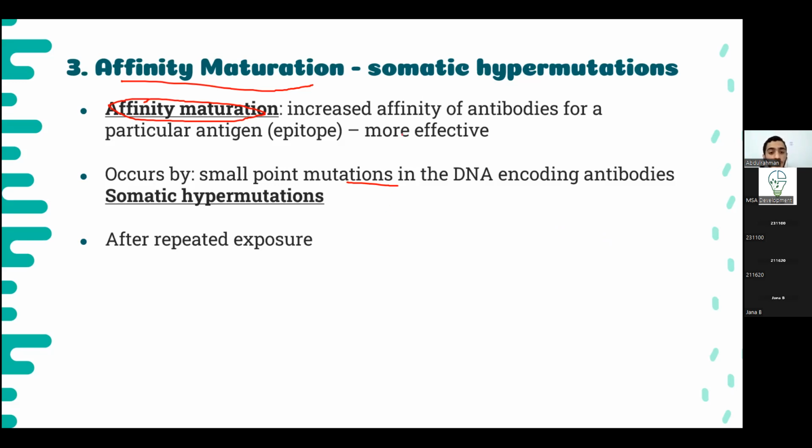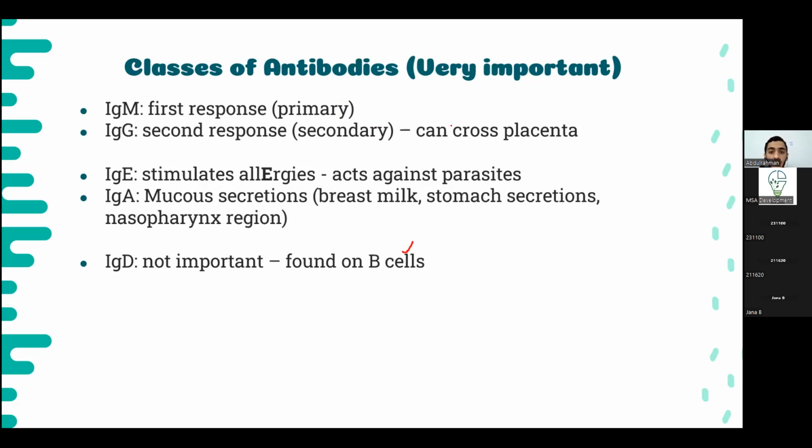Okay. Classes of antibodies. This part is important. And you could get questions that ask you, for example, which antibody can cross the placenta, then you need to answer IgG. Now, let's explain everyone.